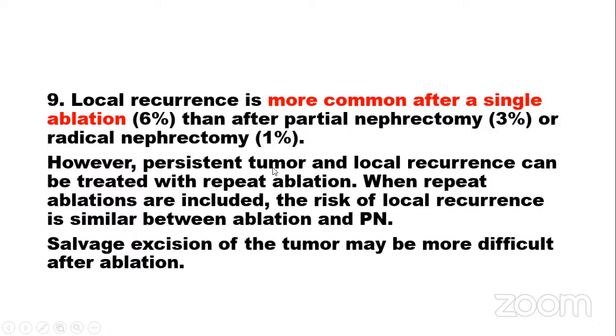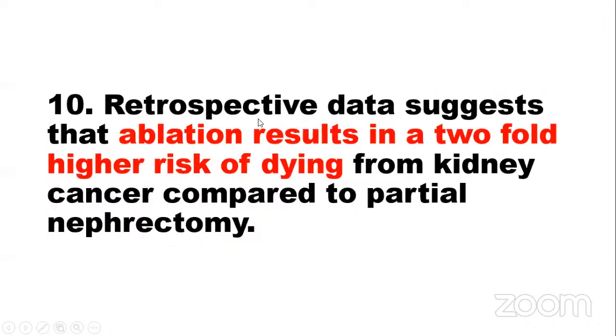This is the recurrence. However, persistent tumor and local recurrence can be treated with repeat ablation. When repeat ablations are included, the risk of local recurrence is similar between ablation and partial nephrectomy. So when we repeat it again, the recurrence rate becomes 3% for thermal ablation. Salvage excision of the tumor may be more difficult after ablation. Retrospective data suggest that ablation results in a twofold higher risk of dying from kidney cancer compared to partial nephrectomy.